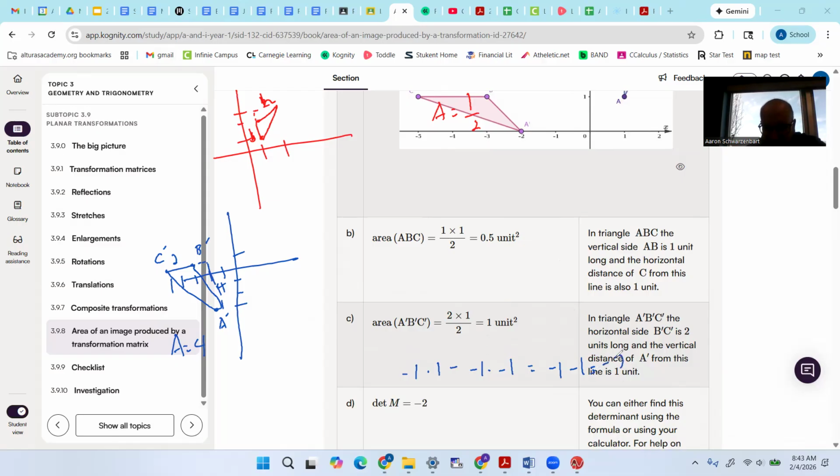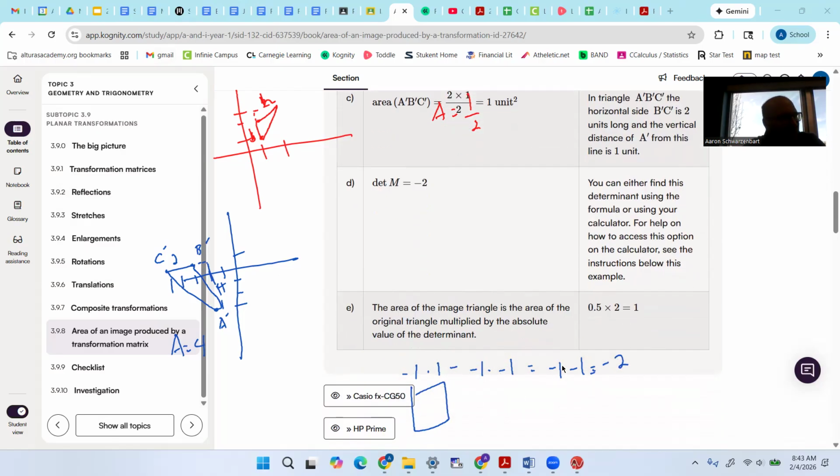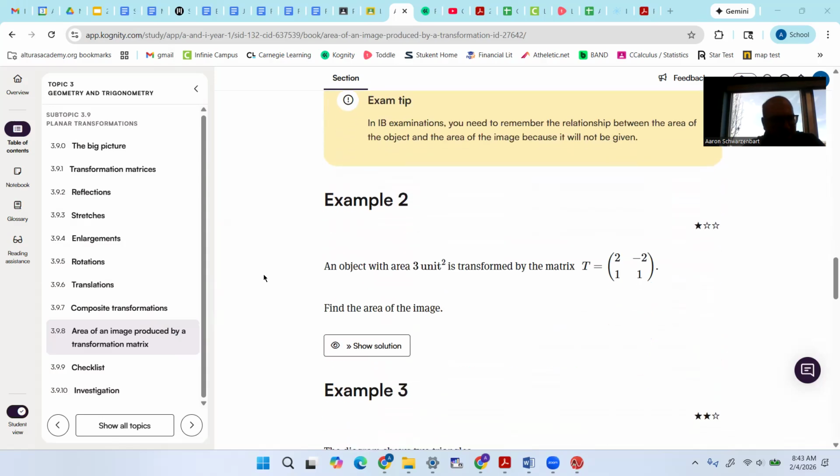So there's this nice little property that the determinant is -2. The area is then going to be multiplied by the determinant, or doubled. You can ignore the negative signs because areas are never negative. Half times 2 is 1. So that's a great little property. Hint, remember that for your test. The determinant times the area gives you the transformed area.